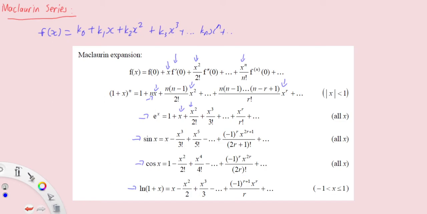For sine though, it's a bit special. You don't have the even degrees, so you don't have power 2, power 4, power 6. Instead, you have the odd degrees, 1, 3, 5, 7, 9. For cosine, it's the other way around. You have the even degrees, 0, 2, 4, 6. You don't have the powers 1, 3, 5. For ln, you don't have the constant in front. It's just x squared, x cubed, and all the way up.